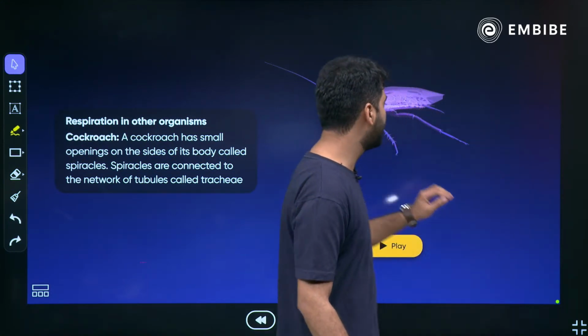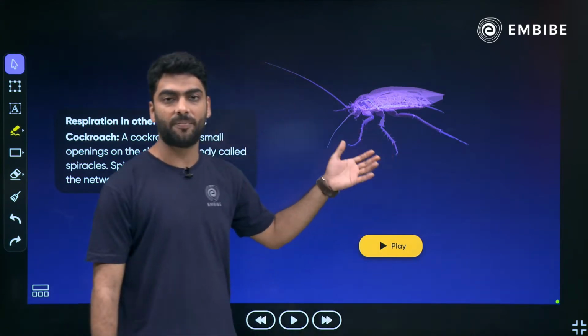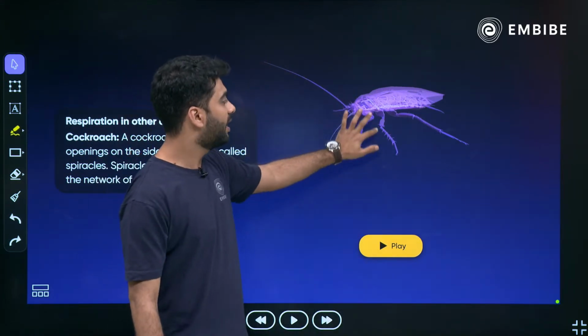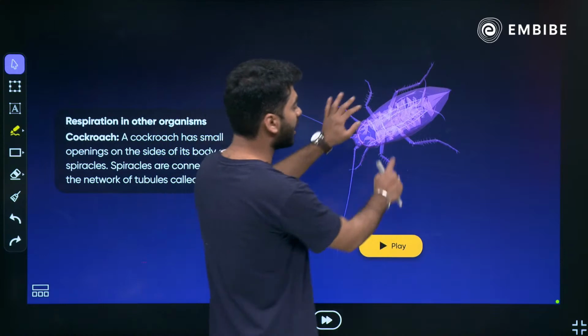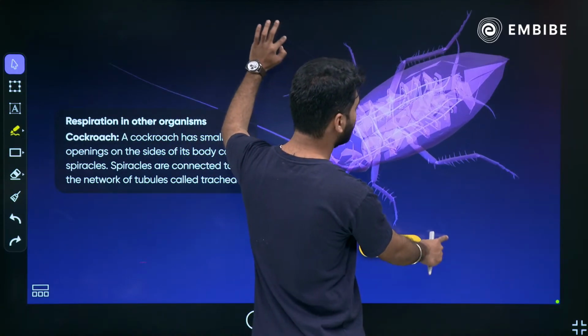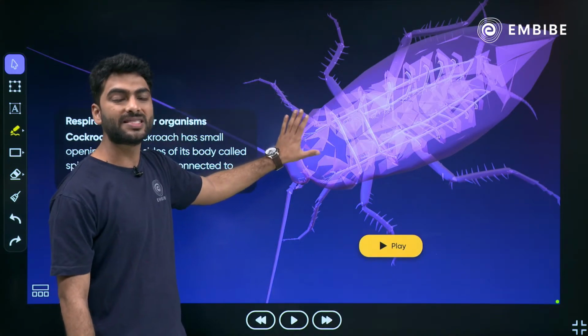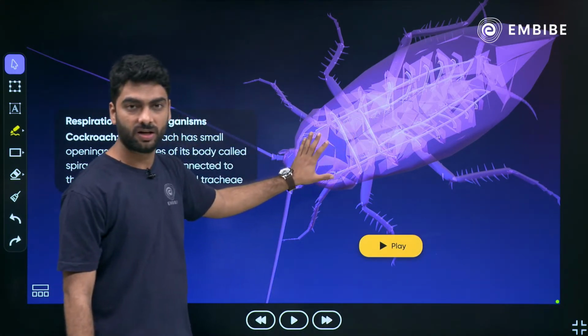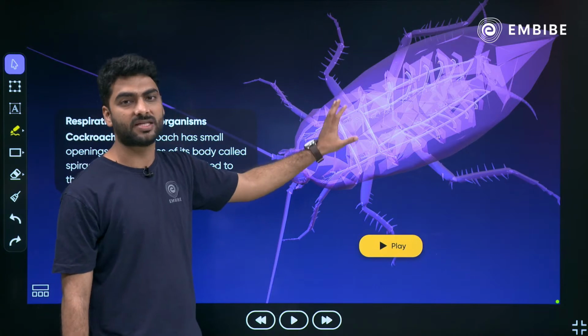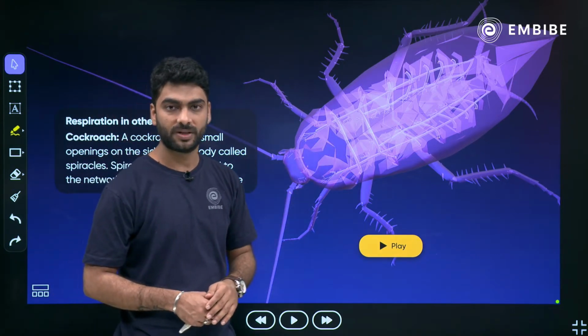You can see over here, this is an arthropod. Many of us never like seeing it, but this is the cockroach. If you expand it, you will see grey color tubes here. You can see the grey color tubes over here. This is the respiratory system of the cockroach.